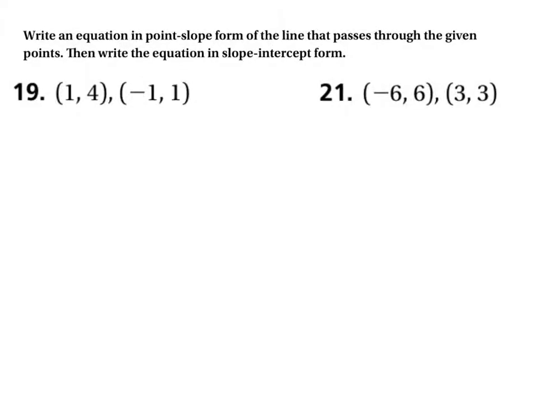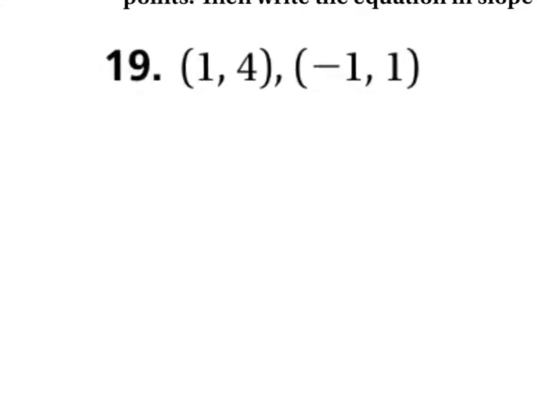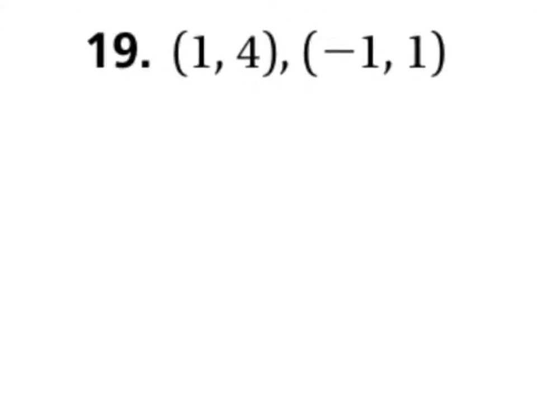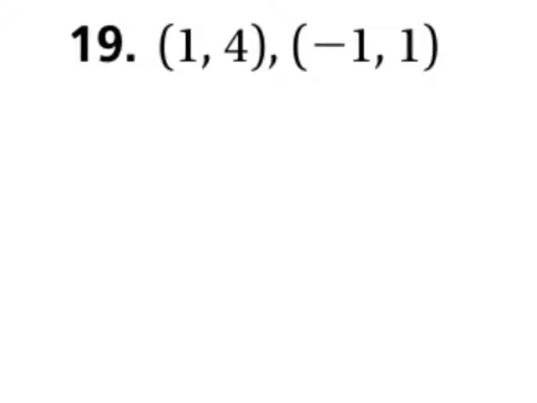Okay, this is asking us to first write an equation for a line that runs through these 2 points in point-slope form, and then to write it in slope-intercept form. I'm going to try a tool here, which is that I can zoom in on a part of the thing. I'm going to do the work here, and then I'll zoom back out and do the work on the other one. That gives us more space.